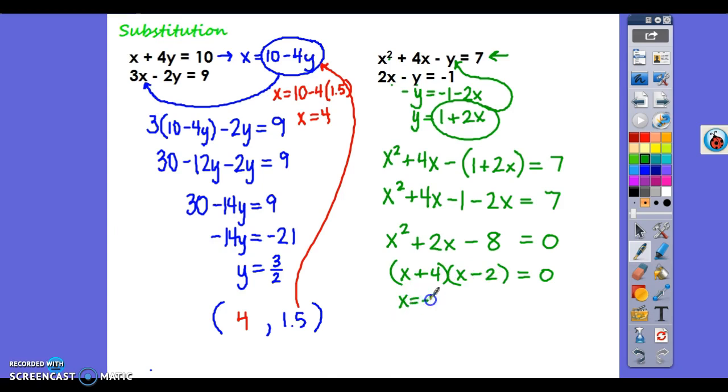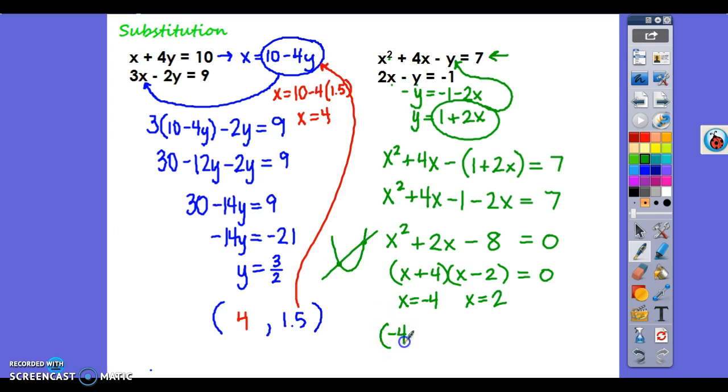Zero product property. I've got -4 for one possibility and 2 for another possibility. That tells me that, well, when you think about it, if you have a parabola and a line, I don't know that that's exactly what it looks like. It looks like maybe there's 2 spots where they intersect, yeah?